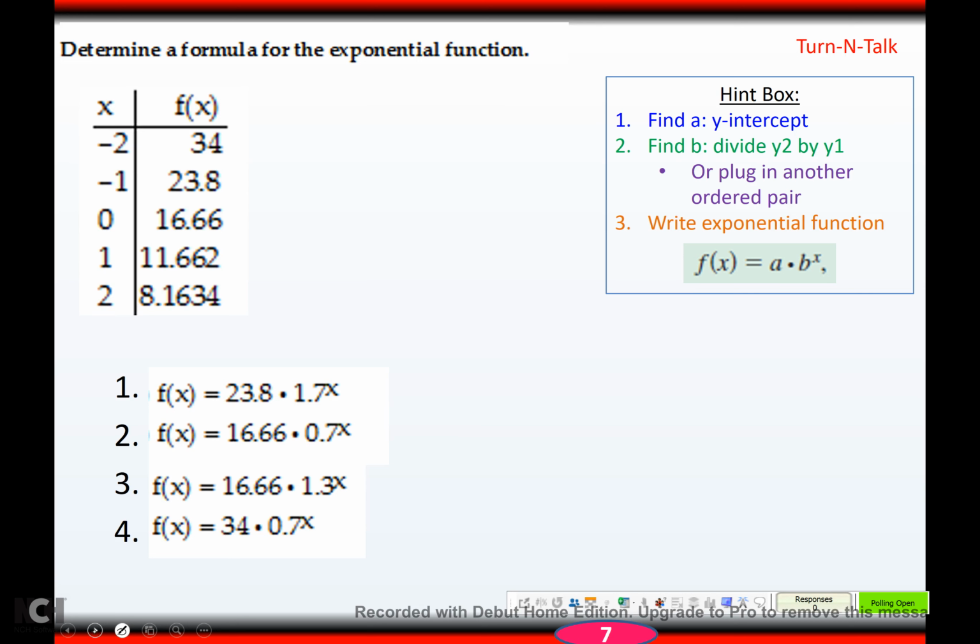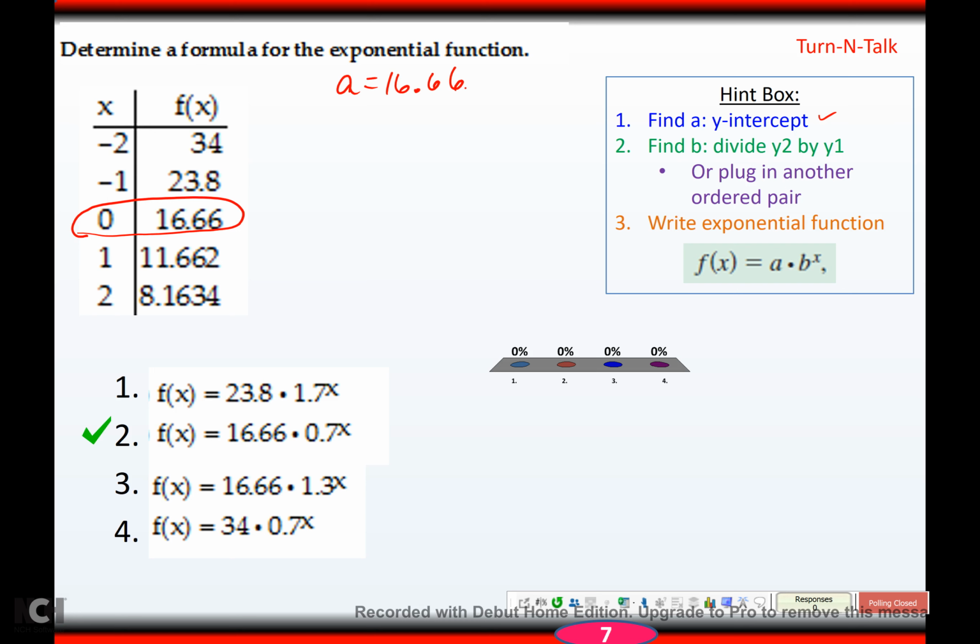Hit pause, come back when you're ready. And hopefully you got 2. Alright, so the first step is find a, which is your y-intercept. Your y-intercept is when x is 0. So my a is 16.66, okay?